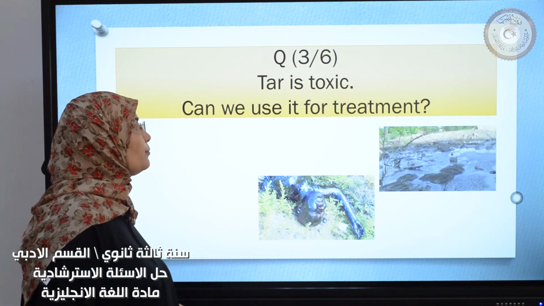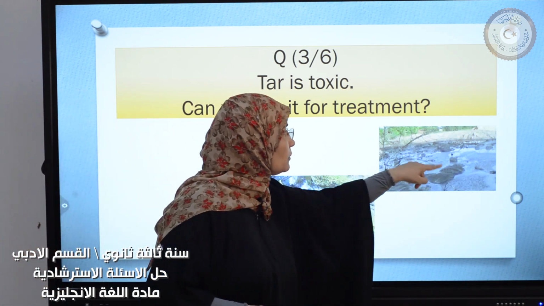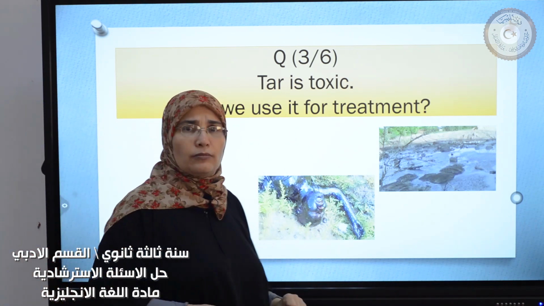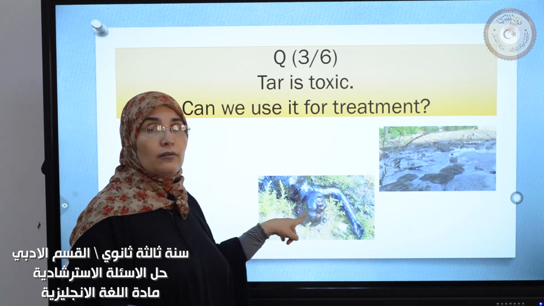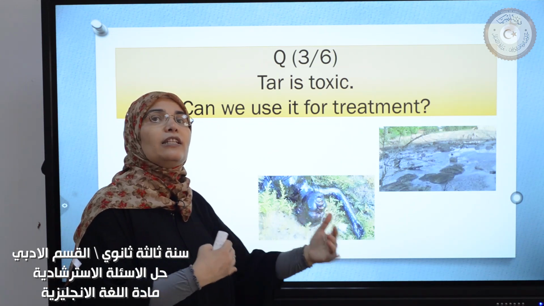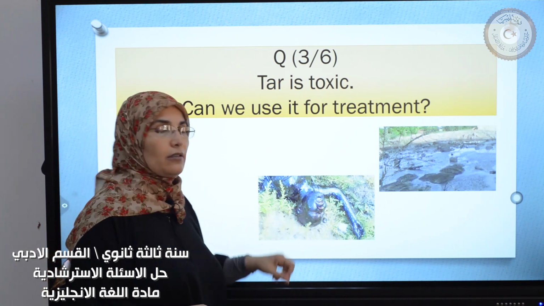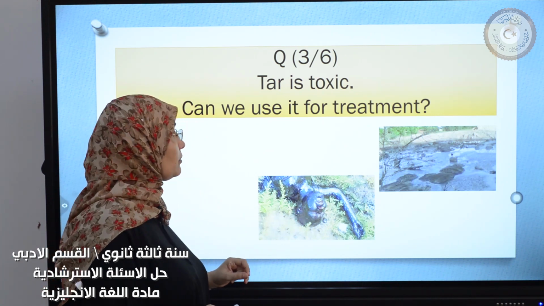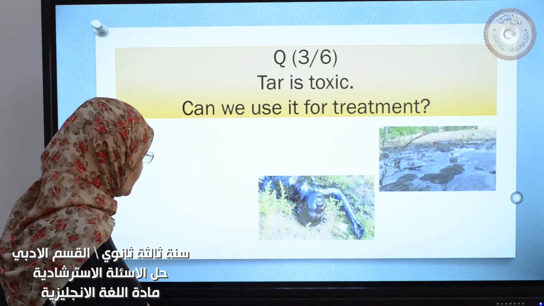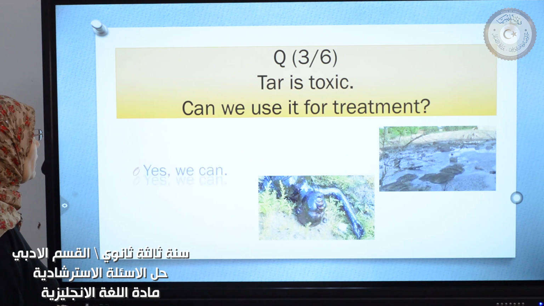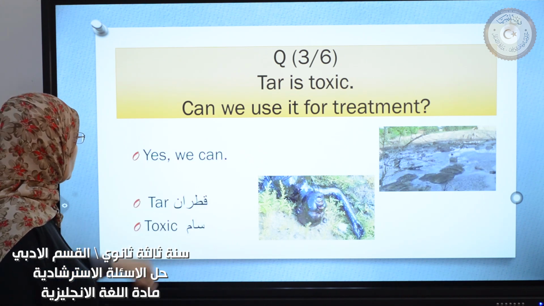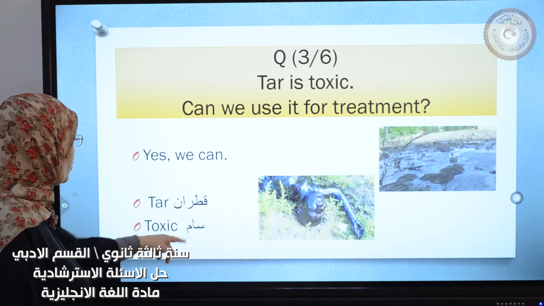Tar is toxic. Tar. Okay. Can we use it for treatment? Toxic means it's harmful and might lead to death. Okay, so toxic, SAM. Okay? Can we use it for treatment? Yes, we can, and we have here the meaning of tar, qatran, and toxic, SAM.